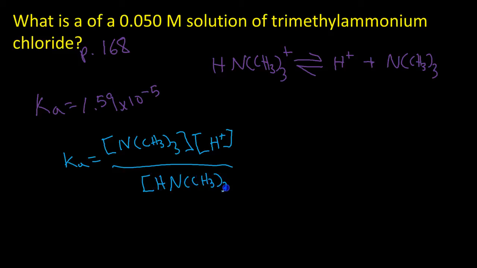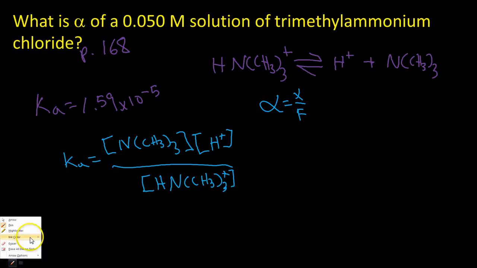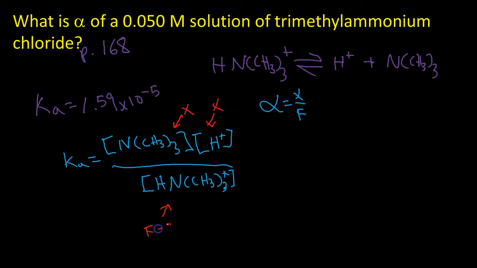And the reason we're setting this up is because, if you recall, we're trying to find what is alpha. Sorry, this is supposed to be a symbol. There we go. That's more like it. What is alpha of a 0.05 molar solution? So if you remember, alpha equals x over F, right? And setting this equation up this way, we can say that this is x, this is x, and this is F minus x, right?